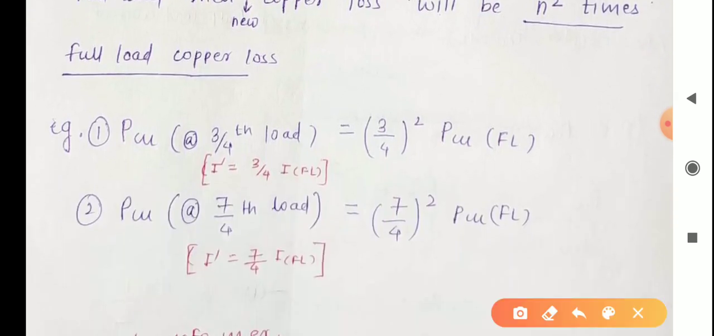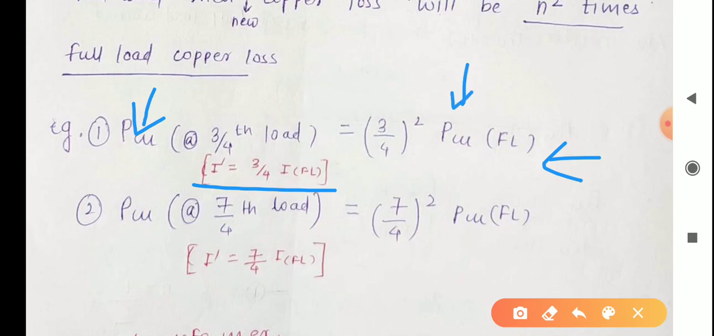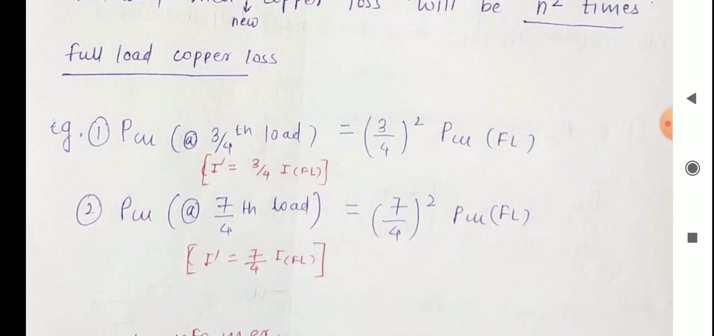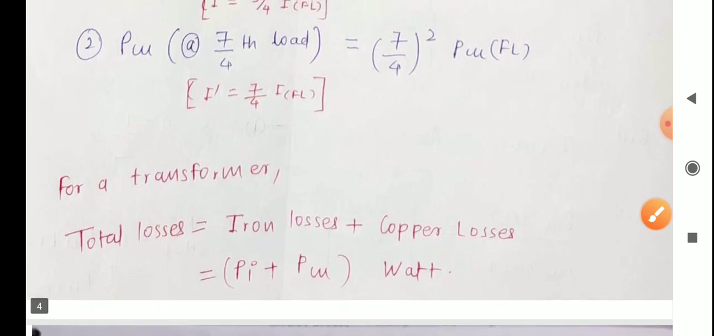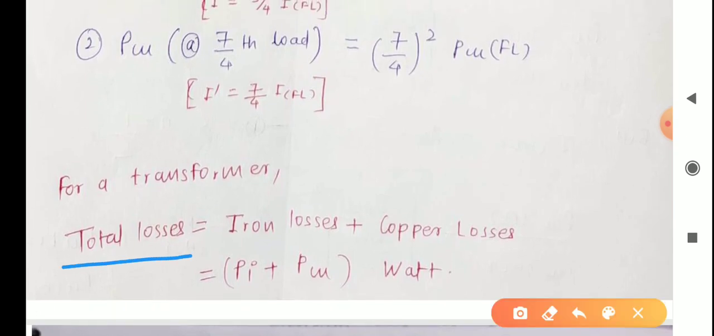Some examples are mentioned here. If we are talking about 3/4 of the load, that is current will be 3/4 of the full load current, then the new copper loss at 3/4 of the load will be (3/4) square times the full load copper loss. Similarly, if we are talking about 7/4 of the load, that is the new current is 7/4 of the full load current, then the copper loss at 7/4 of the load will be (7/4) square, that is n square, times the full load copper loss. And for a transformer, the total losses will be the summation of iron loss plus copper loss, measured in watt.